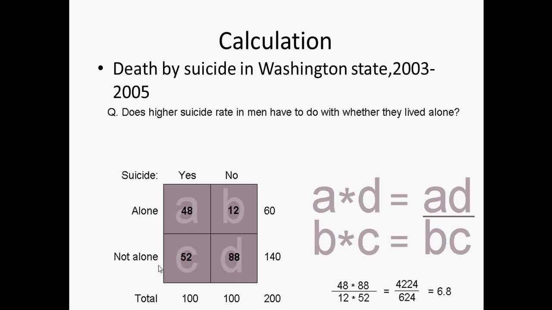So in this case, if you do a cross product ratio, we get 48 into 88 divided by 12 into 52, which gives us an answer of 6.8. So how do I interpret this? Living alone increases the odds for suicide in men by a factor of 6.8. So we use the word odds, or we can say that it increases the chance for suicide in men by 6.8 times as compared to men who are not living alone. So that's about odds ratio.